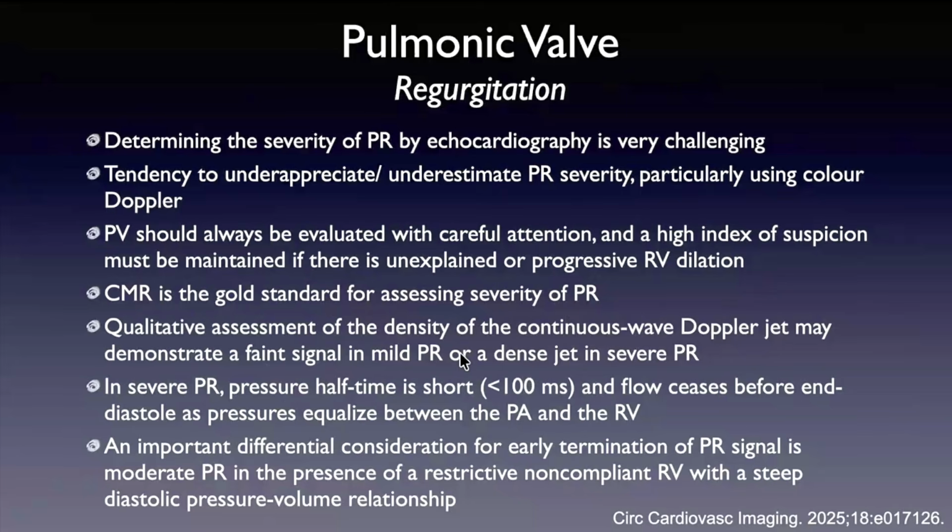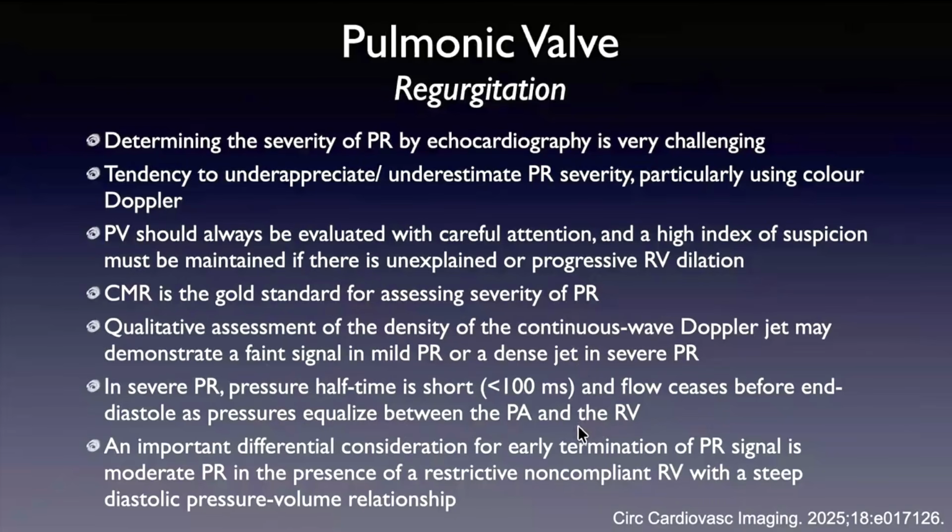You can do a qualitative assessment of the density of the CW Doppler jet: a faint signal in mild PR, usually much more dense in severe PR. And in PR, as mentioned before, the pressure half-time is short and flow can cease before end-diastole, as the pressure is equalized between the PA and the RV.